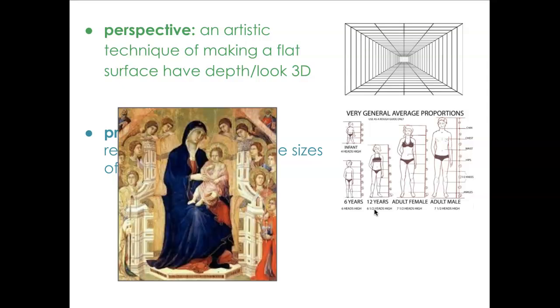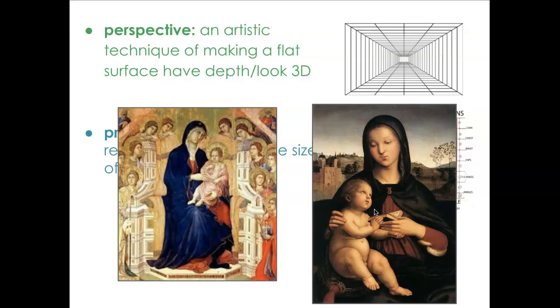Okay, so in this case, this is not proportional because Mary looks humongous, right? That is not a regular size woman, right? And she's holding baby Jesus, who also looks like a mini adult and is kind of giant size for a baby. Whereas here, right, the mom and the baby are proportional to each other. That looks like a normal size woman, and this looks like a normal size chunky baby.